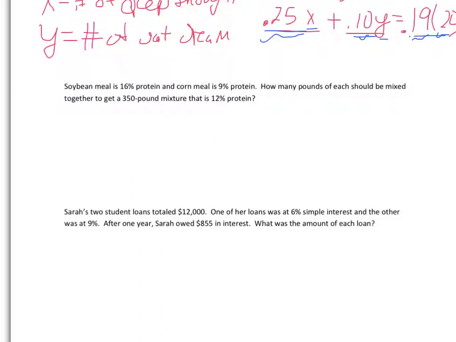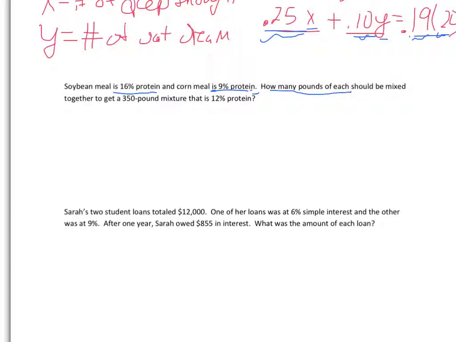So in this next one, I kept saying protein because I was thinking about this next problem, which essentially is the same as the problem we had before. These are mixing problems. So here, soybean meal is 16% protein, cornmeal is 9% protein. So how many pounds of each? So once again, how many pounds of each?